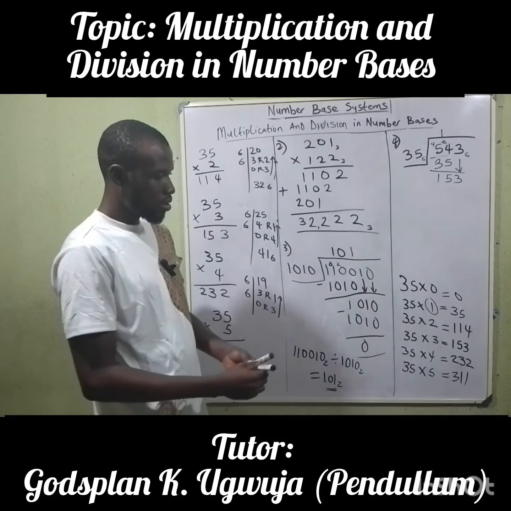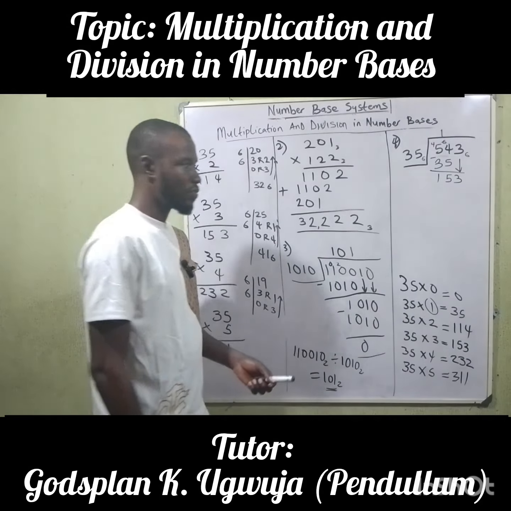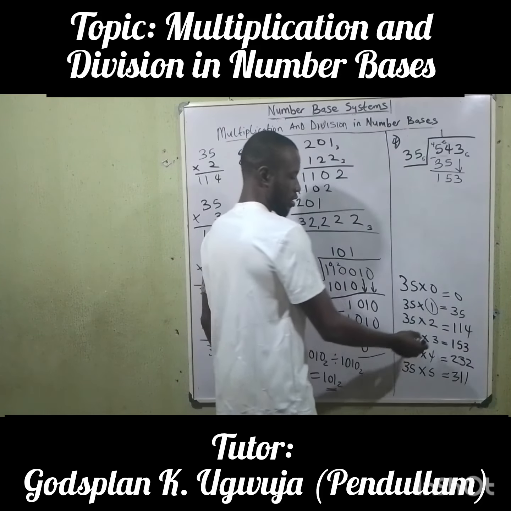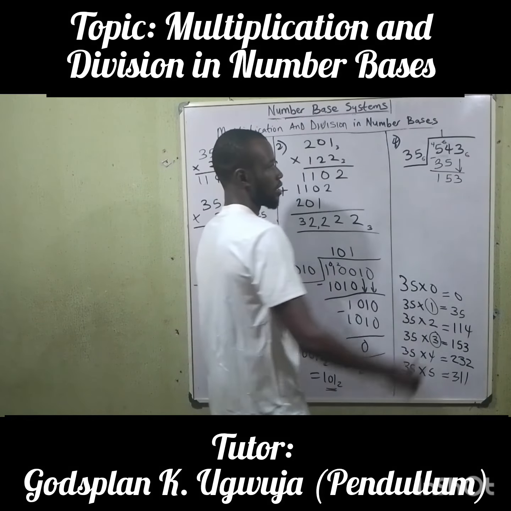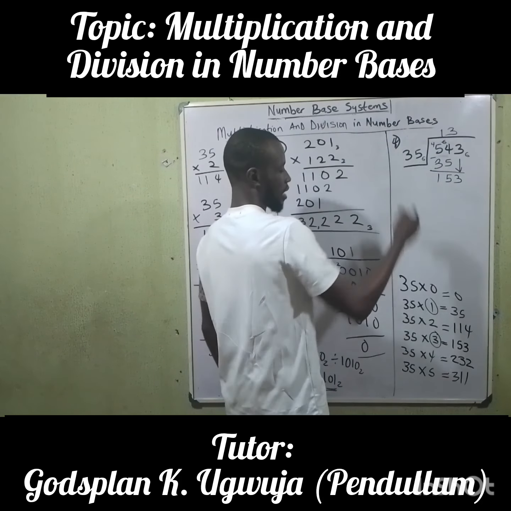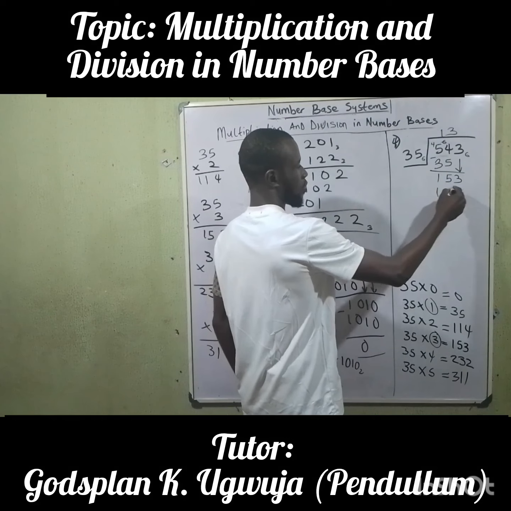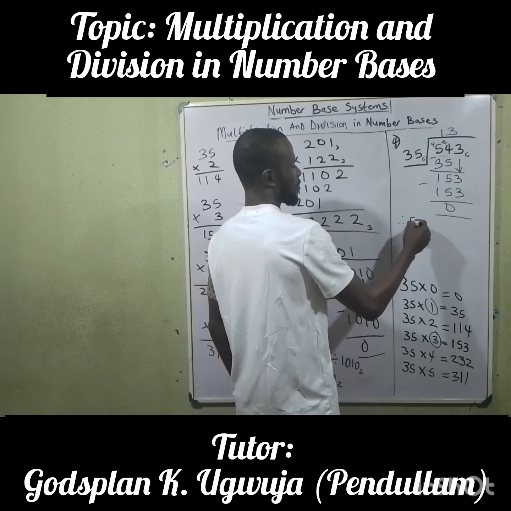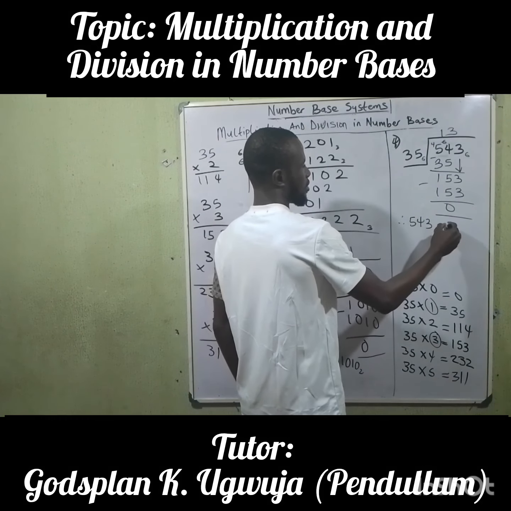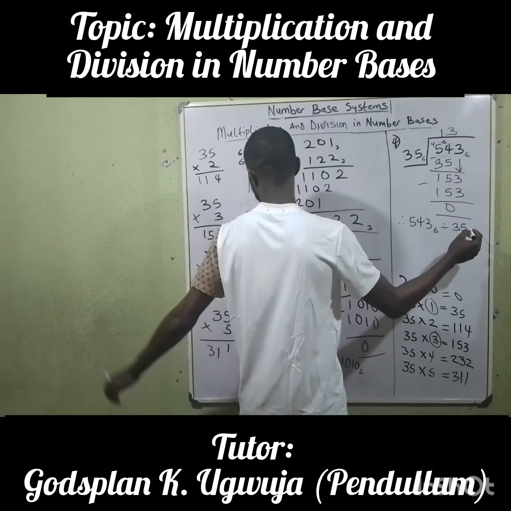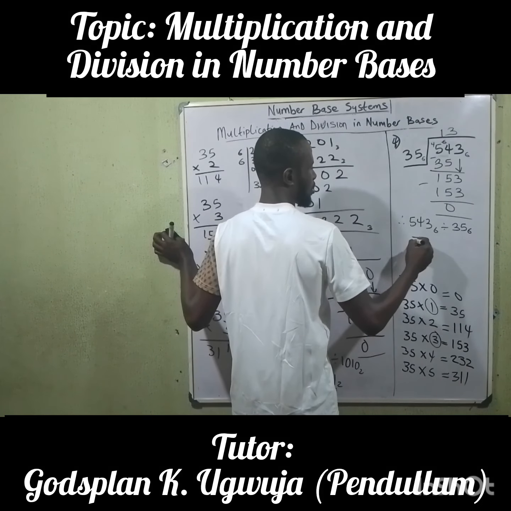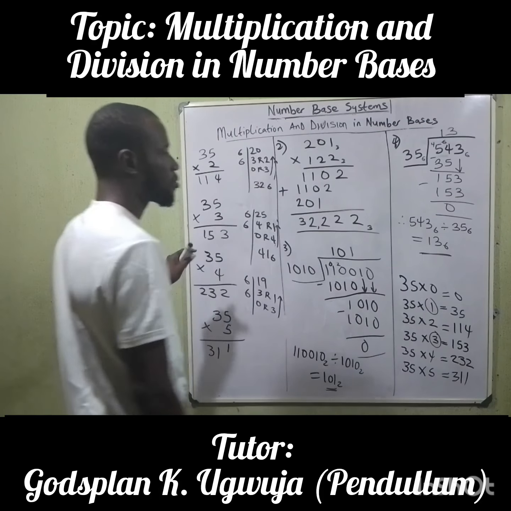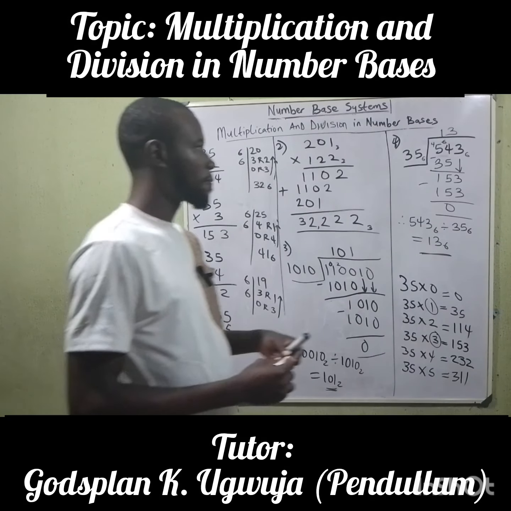Look at your table. What would 35 multiply to give you 153? If 153 is divided by 35, according to your table, what do you get? 3. So we have 3 here. 3 times 35 from our table, 153. If I subtract here, I'm getting 0. This means that 543 in base 6 divided by 35 in base 6 will give me 13 in base 6. Okay, so I hope this is clear.